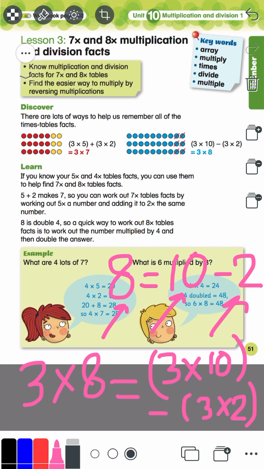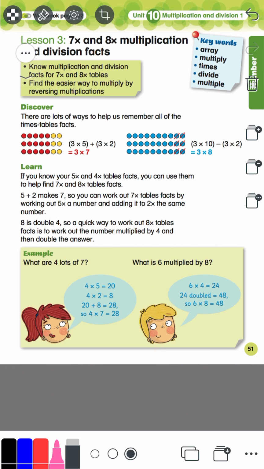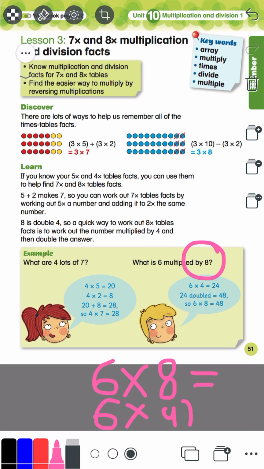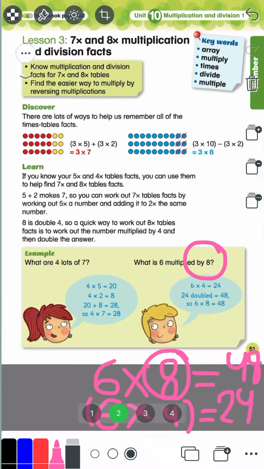Now in the number 8 multiplication table, we can multiply the number by 4. If we say 6 times 8, that equals 6 times 4 doubled. So 6 times 4 equals 24. Double it, it's 48. So the multiplication table of 8 equals double the multiplication table of 4.